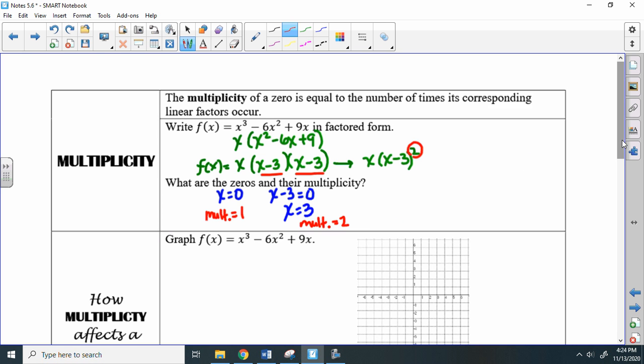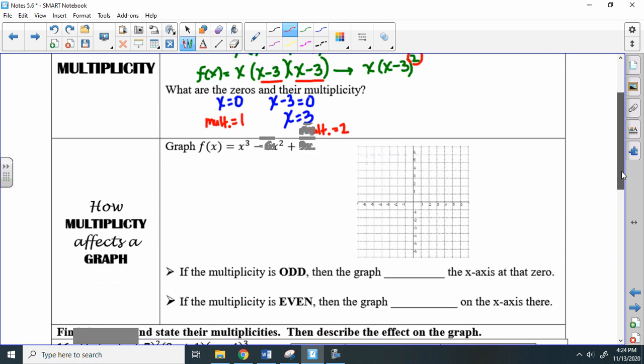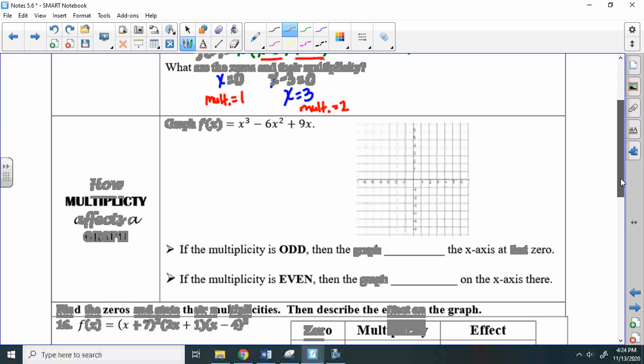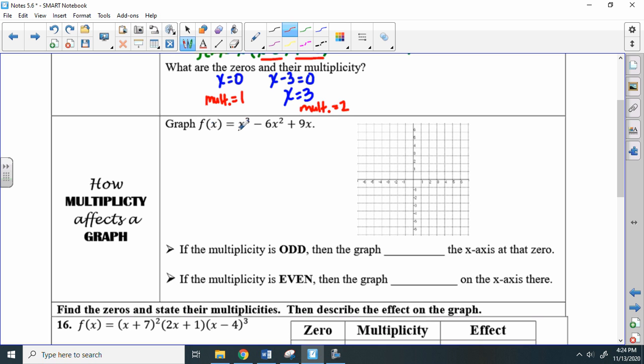Okay? Now, let's talk about how you can pick that out maybe from a graph. Or what does multiplicity do to a graph? All right, so what if I asked you to actually graph this equation? Okay, well, we know where the zeros are going to be. All right, that's at 0 and 3. But if we want any other information, we're going to want to open up Desmos.